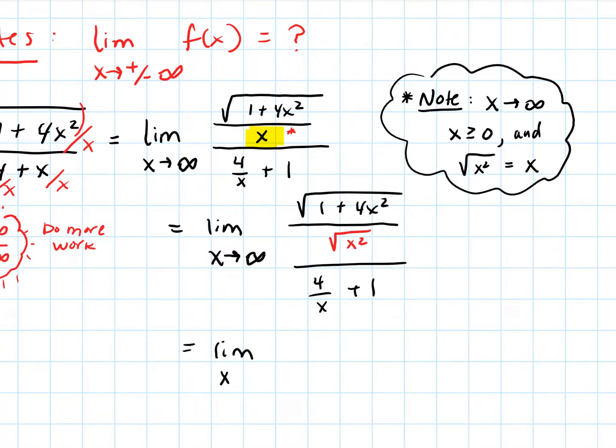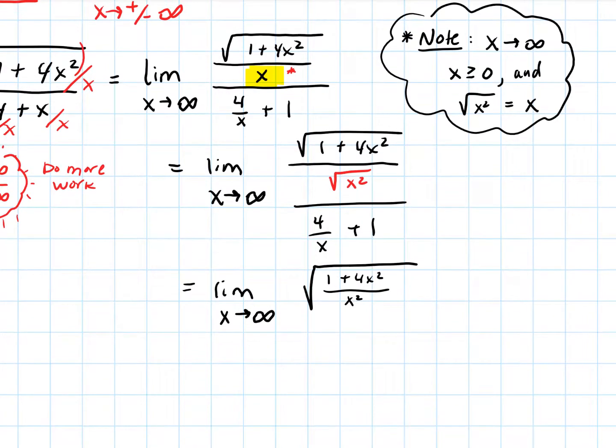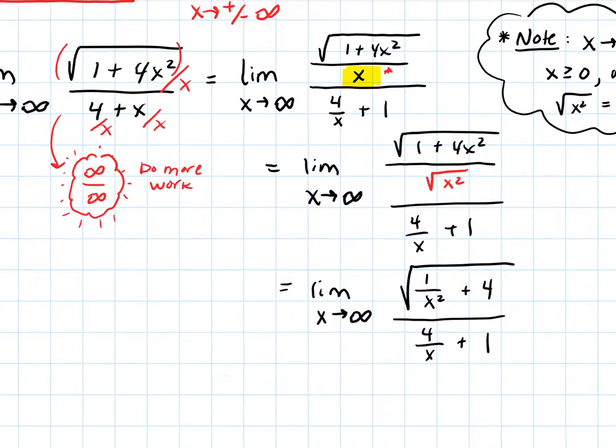So this limit now, as we're letting x grow without bound, becomes the square root. I can now bring that underneath 1 plus 4x squared divided by x squared. And here, rather than rewrite, I am going to just continue to simplify. I can divide each of those terms by x squared. And so what I will end up with is 1 over x squared plus 4. And in the bottom, I have 4 over x plus 1. And now I can actually take this limit, whereas in the beginning I had that infinity over infinity.